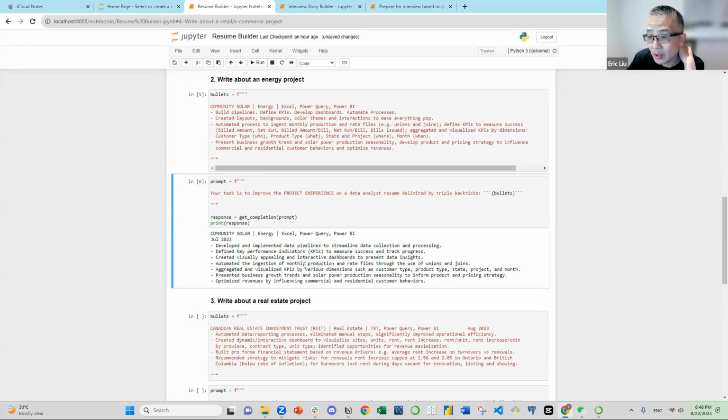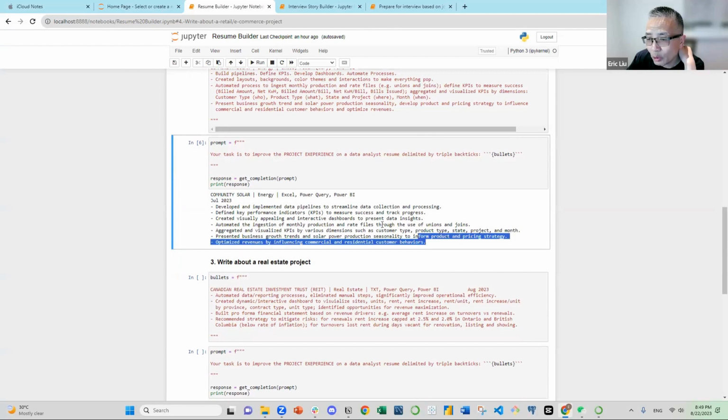Automated the ingestion of monthly production and rate files through the use of unions and joins. I like it. It's very smooth. It's just more words and more bullets. Aggregate and visualize KPI. Presented business growth trends and solar power to inform product and pricing strategy, optimize revenue by influencing.